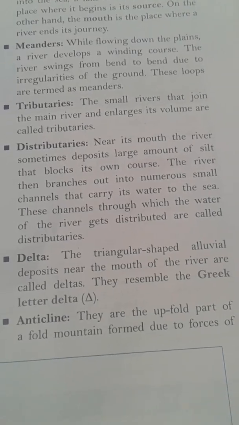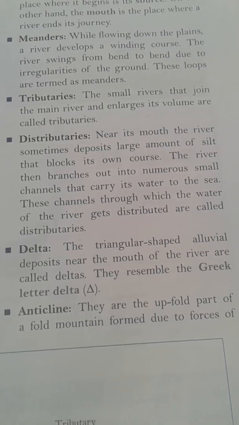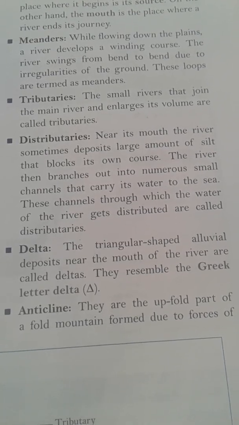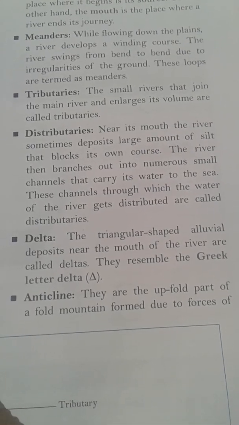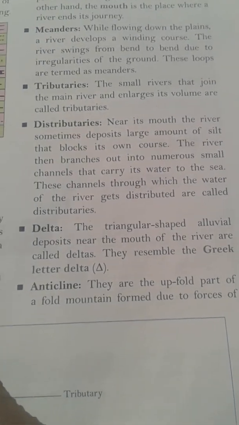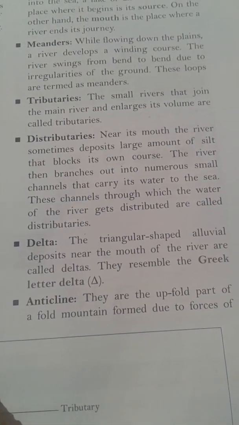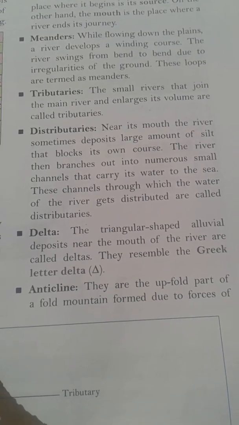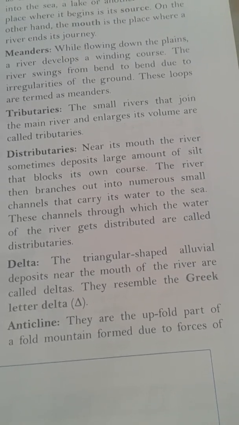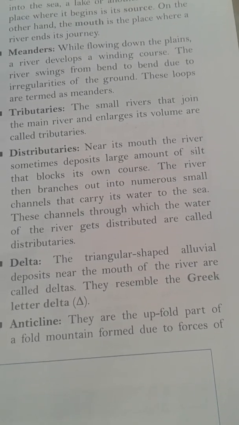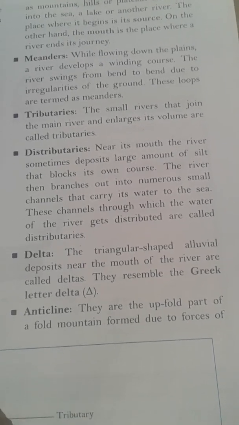What are distributaries? Sometimes near the mouth of a river, a large amount of silt deposits. It opens numerous channels or paths of water which are carried to the sea. These channels or paths through which the water of the river gets distributed are called distributaries. Deltas. Deltas are the triangular shaped alluvial soil that deposits near the mouth of the river. They are represented by the Greek letter delta.